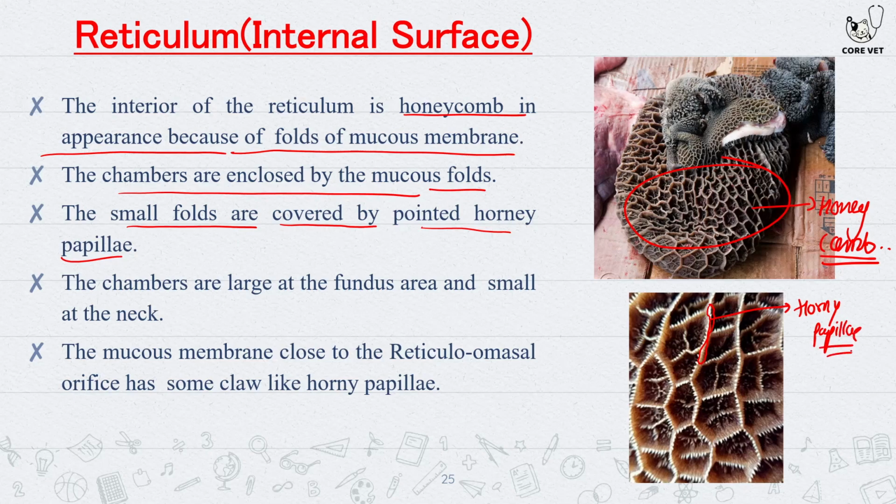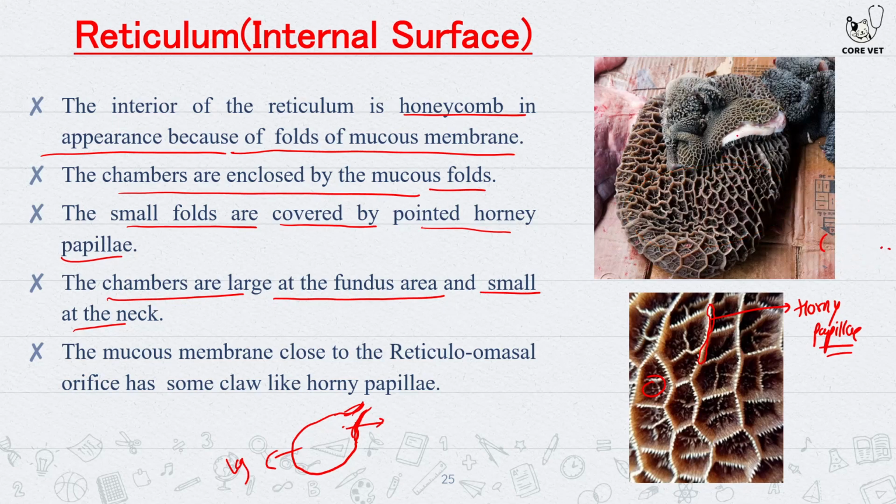Okay, so there is presence of what? Pointy horny papillae also. So the chambers are large at the fundus area and smaller at the neck. Means if this is the reticulum, so the chambers that are formed are larger in the fundus region. This is the fundus region that I am marking. They are larger at the fundus region, and as the folds approach the neck, the size of the chamber reduces. This is how you can see here also. This is the neck.